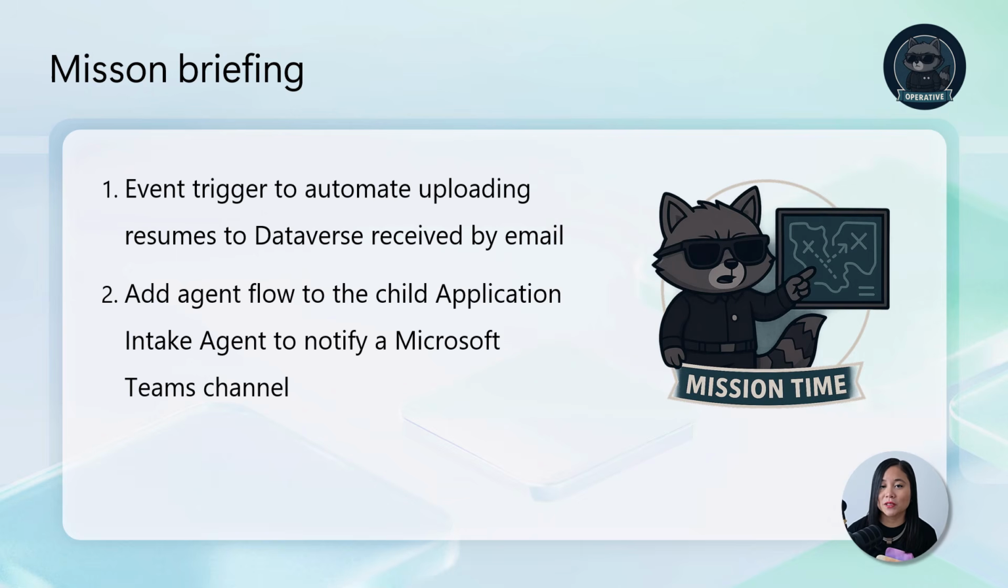Second, we'll build an agent flow in the child application intake agent that gets invoked by that prompt. This flow will use the input parameters passed from the event trigger, post an adaptive card to a Microsoft Teams channel to notify the HR recruitment team, and also include a link to the Dataverse row, which can be viewed directly in the hiring agent. Sounds exciting? Let's get started.